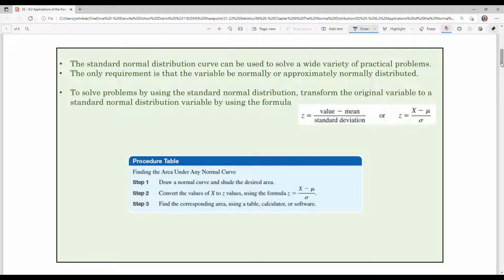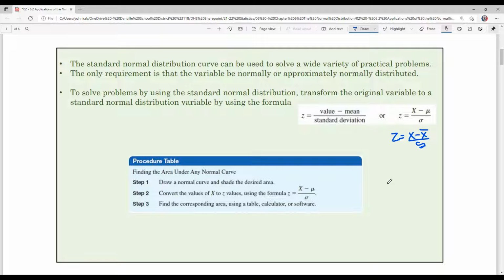To solve problems by using the standard normal distribution, we first need to transform the original variable to a standard normal distribution variable by using the formula. The formula for the z-score is x minus mu over sigma. We also know this formula as z equals x minus x bar over s, and that was the formula that we used when we talked about samples in previous chapters.